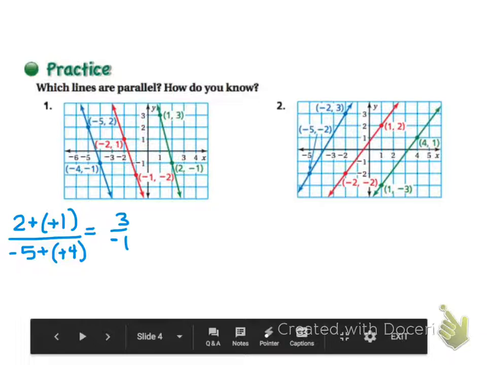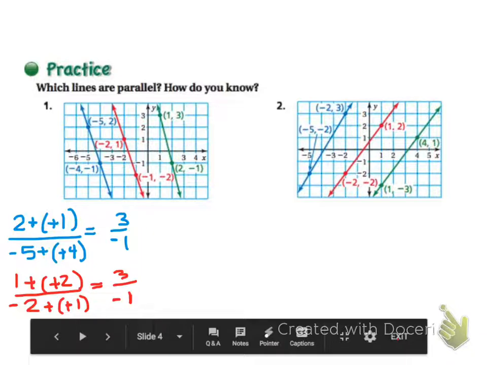Okay? For the red line, I could take 1 minus the negative 2, change in y-coordinate, and then the negative 2, which is the x-coordinate, minus the negative 1. 1 minus a negative 2 is 1 plus 2, or 3. Negative 2 minus a negative 1 is negative 2 plus 1, or negative 1. I can already tell that the blue and red have the same slope. So the only thing left for me to do is test the green one to see if it also has a slope of negative 3.